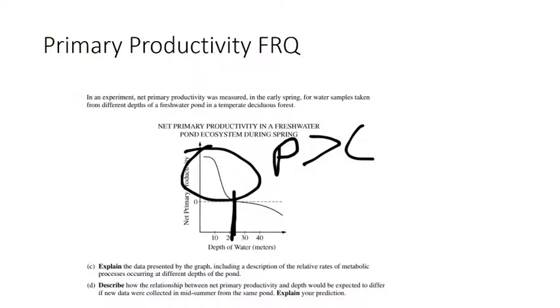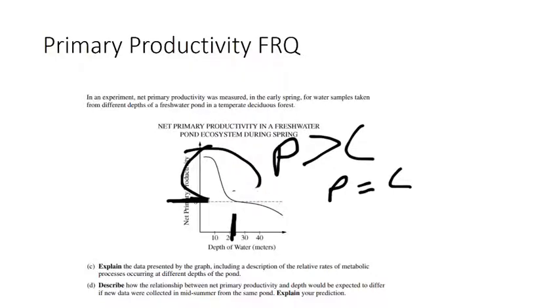Right in here, so somewhere around 20 meters deep, notice that the net primary productivity there is 0. That's the break-even point. At about a depth of 20, the rate of photosynthesis is essentially equal to the rate of cellular respiration. That means that plants are making as much sugar essentially as they're using. That's the break-even point.